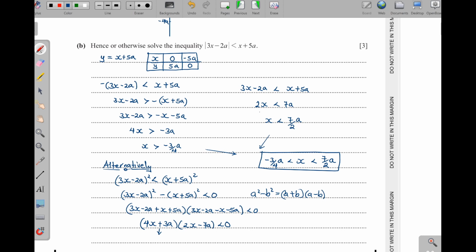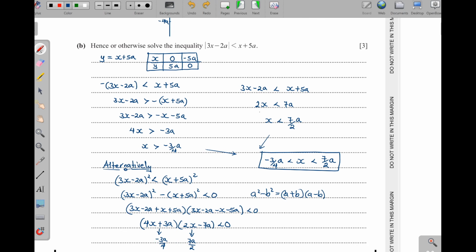So when I equate this one to 0, I'm getting negative 3a out of 4, which is actually here. And then this one here gives us 7a out of 2, which is also here. But we don't write these ones as the answers. These are critical values. I have to look at the regions, the region below or on the left of the smaller value, then in between, and then above.